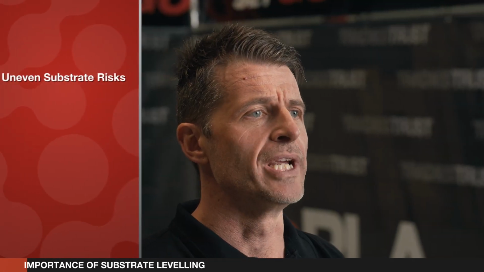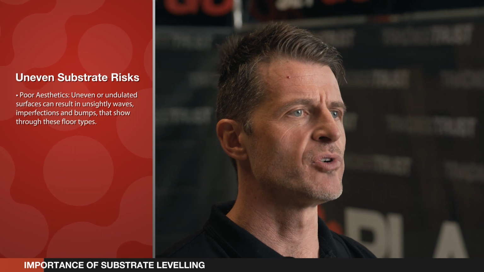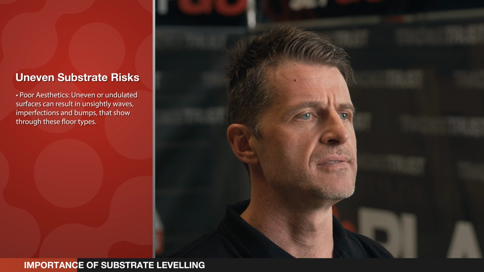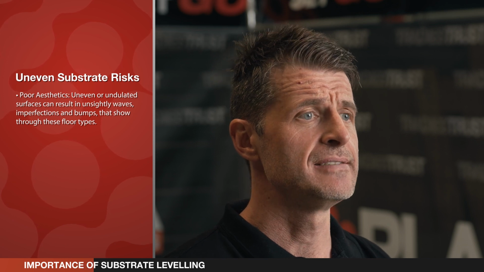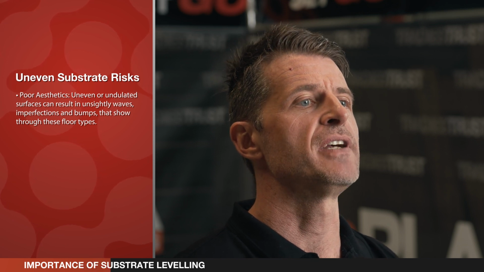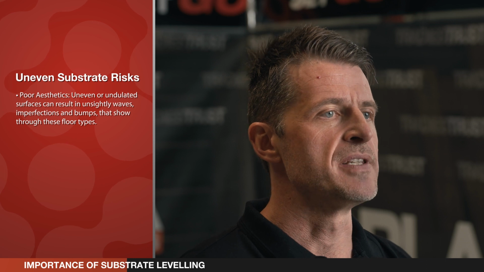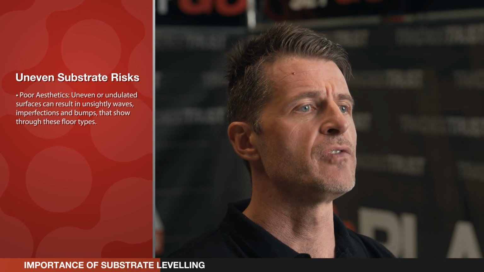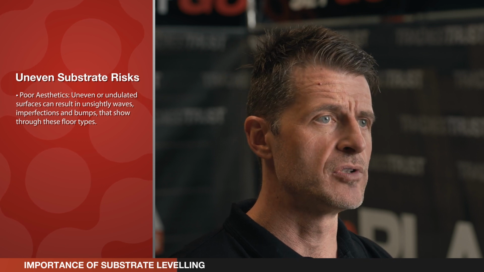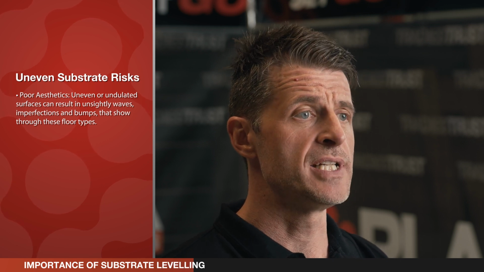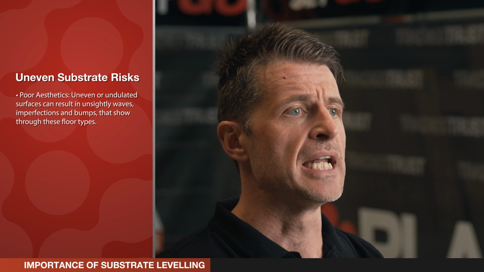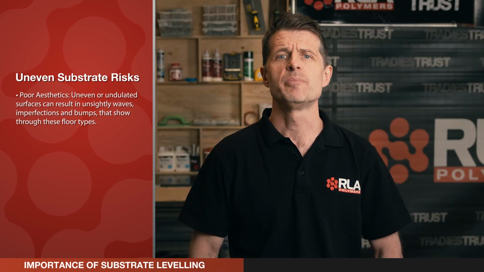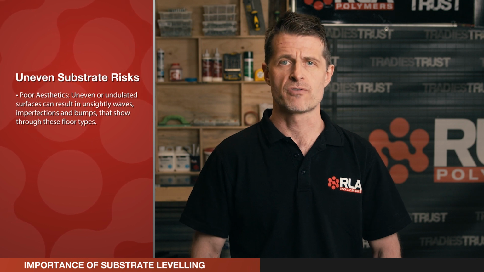An uneven or irregular substrate can lead to several problems in your project, including poor aesthetics. Uneven surfaces look unsightly. Leveling of surfaces can be a cost-effective and practical way of instantly improving the aesthetic of the existing floor. This is also true for floor finishes to be laid over the subfloor, particularly for vinyl and resilient flooring finishes. Uneven or undulated surfaces can result in unsightly waves, imperfections and bumps that show through these floor types.